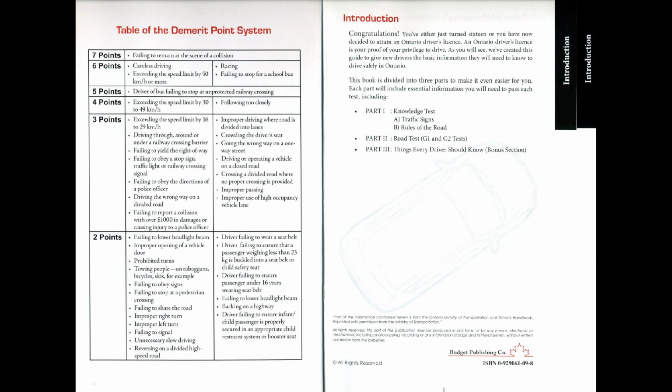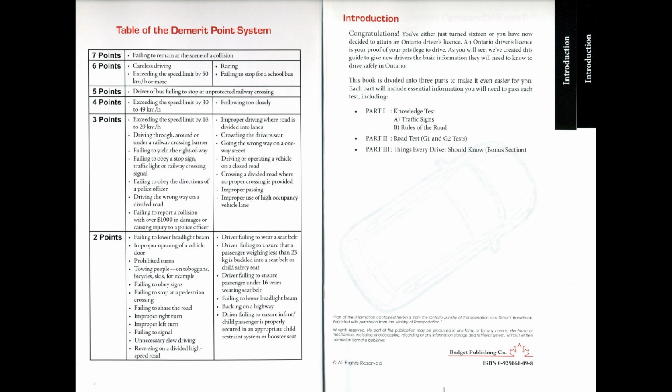5 demerit points: driver of bus failing to stop at unprotected railway crossing. 4 demerit points: exceeding speed limit by 30 km per hour to 49 km per hour, and following too closely, or tailgating.